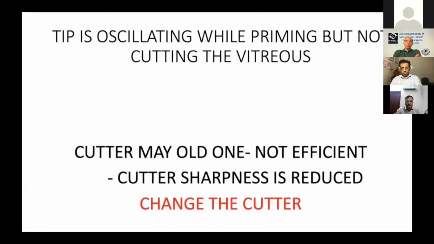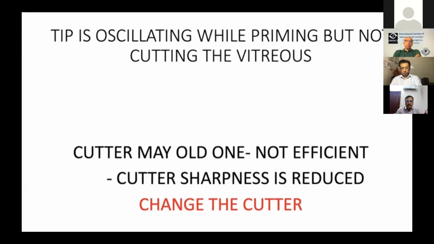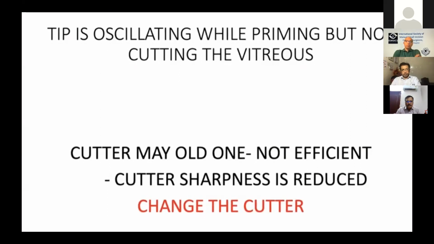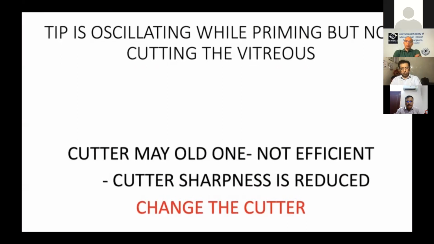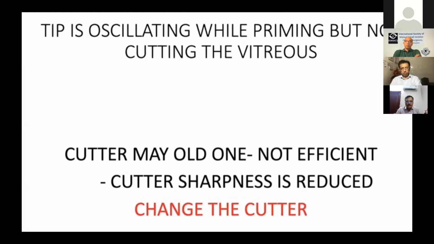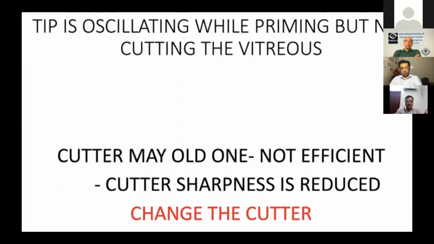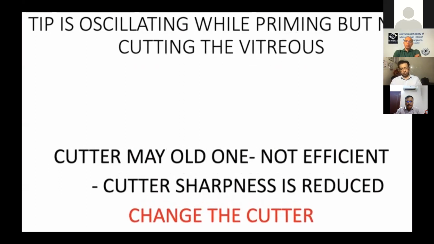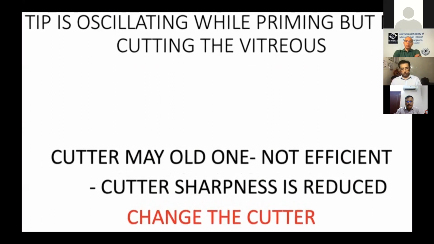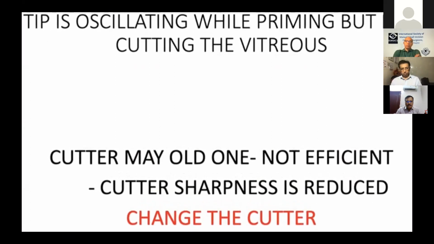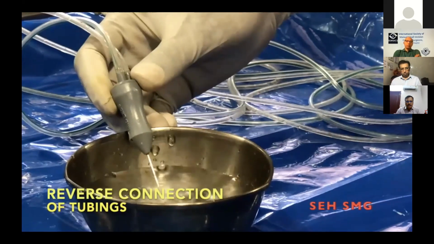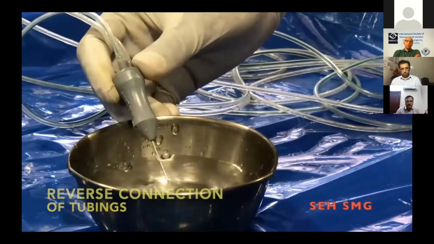The most common problem is when you are priming, the cutter is oscillating, but when you are actually cutting the vitreous, it is not cutting. Probably the cutter may be old and has lost its efficiency, or the cutter sharpness is reduced. The solution is you have to change the cutter. If the probe is connected the other way, air bubbles will come out.